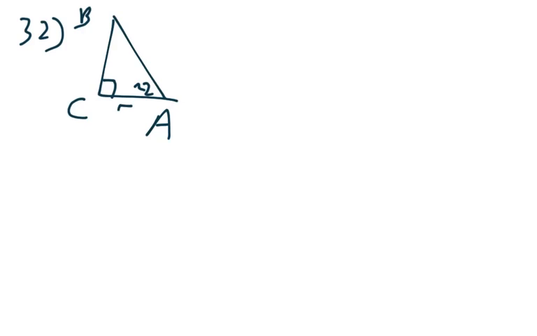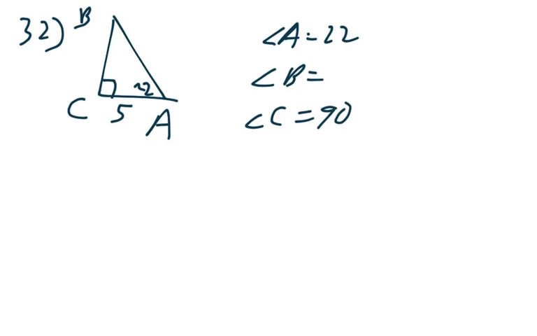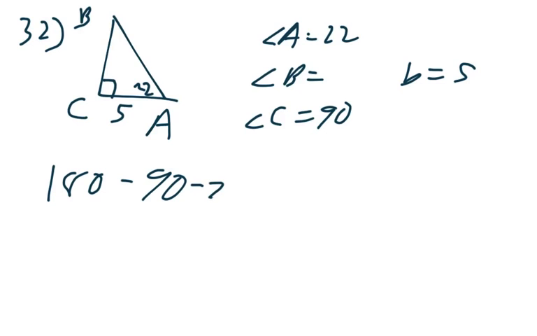For number 32, they give me that angle C is a right angle, so we'll make this a right triangle. And A is 22, and B we don't know, and B is 5. So angle A is 22, angle B we don't know, angle C is 90, B is 5. So 180 minus 90 minus 22 is 68. So we need to find out what side A is or what side C is.